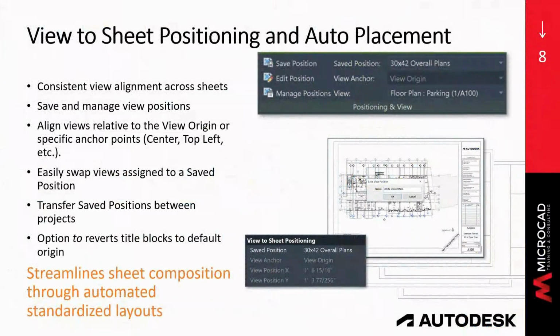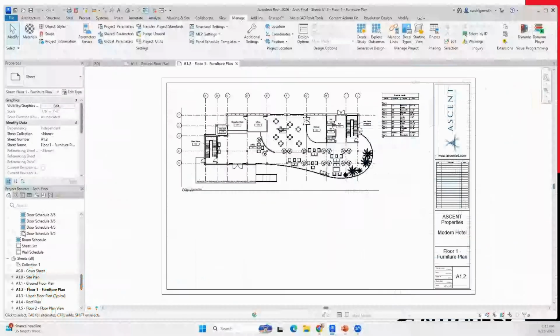Okay, next, and this is very, very cool, the sheet positioning and auto placement. This is something that I really want to show you in the interface itself. Let me jump to Revit. Basically what it does is that it allows you to save the position of a viewport on a sheet, and then you can place other viewports on different sheets to that same position, making your sheets look so much more organized. And I know that this is something that was way past due.